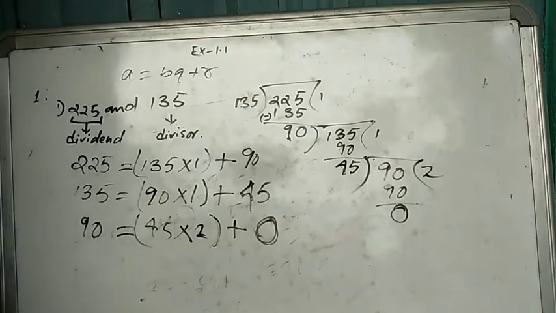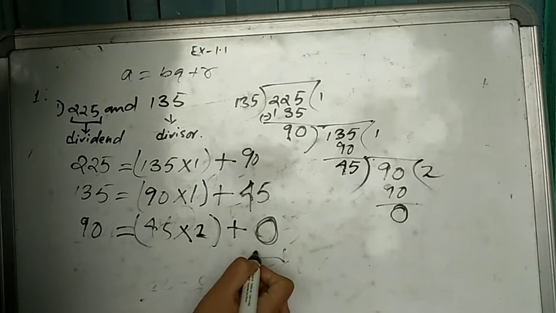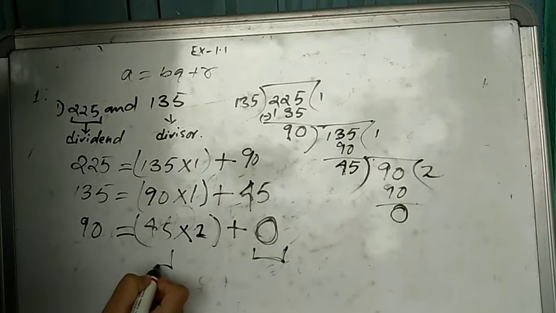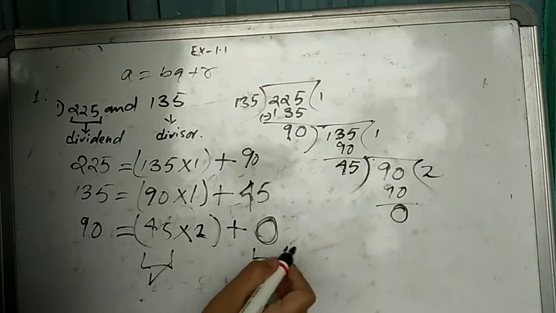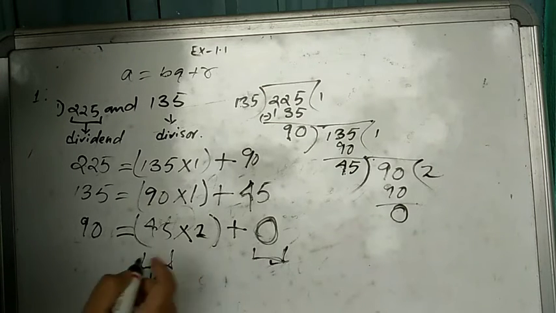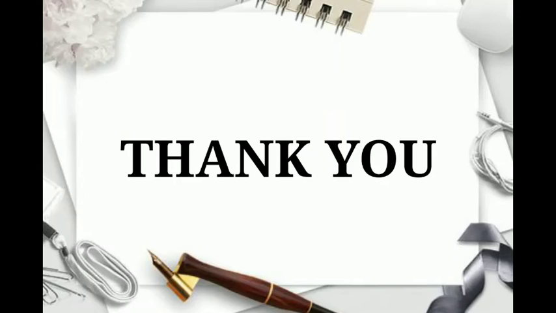So here, what do we usually do? We take the remainder and the divisor. We have the divisor, but the remainder is already 0, so we have only one number. Therefore, your HCF of 225 and 135 will be 45.